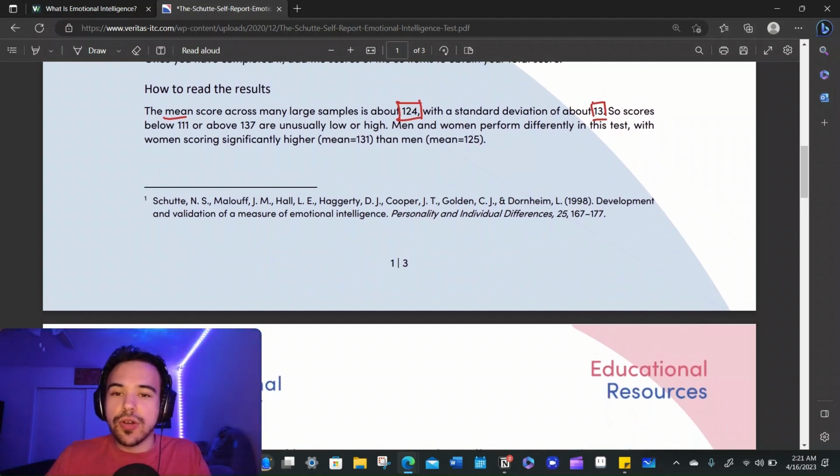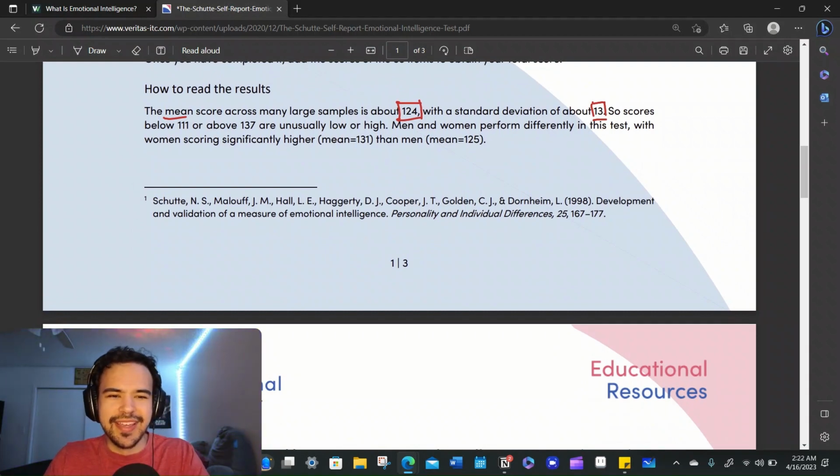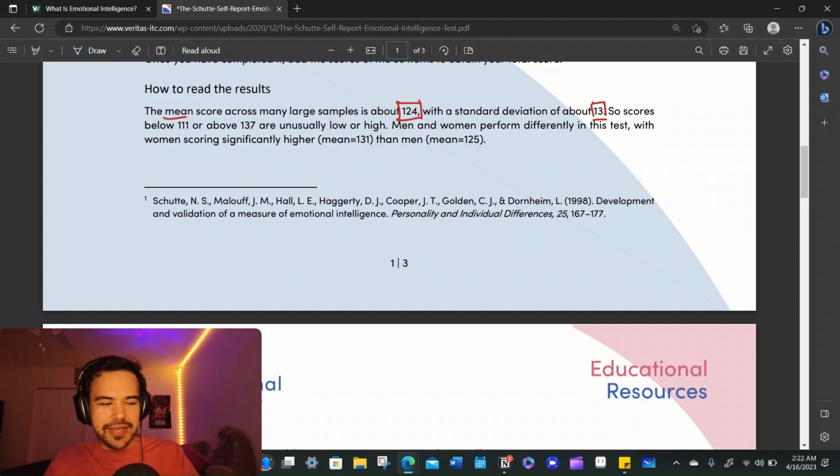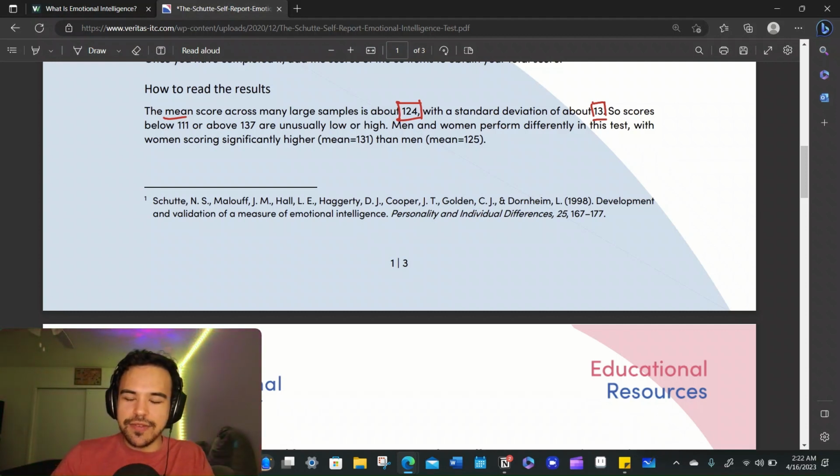How to read the results. The mean score across many large samples is about 124 with a standard deviation of about 13. That's a gigantic standard deviation. Not 13. 113 would be a gigantic standard deviation. Anyway, I'm just making myself laugh. So, what was my score? My score was about 1.5, a little bit more than a half higher.